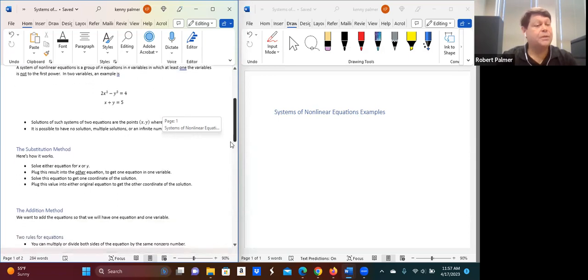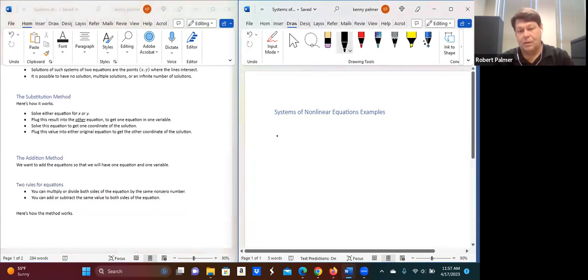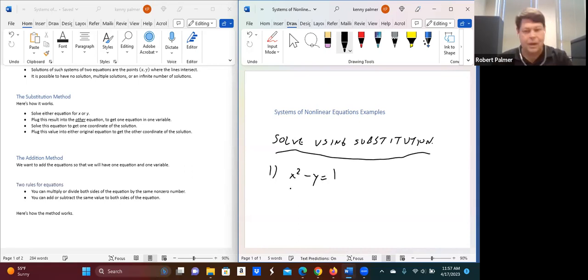Now, to solve those, we'll solve them the same way. So let's take a look at our first example with the substitution method and review how the substitution method works. So here I'll just say, solve using substitution. Number one, let's say we have this system: x squared minus y is equal to 1, and 2x squared plus 3y is equal to 17. Make sure this is a 3.